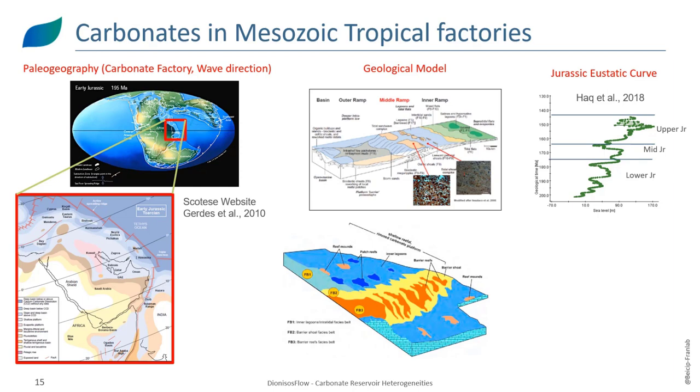I would firstly be focusing on paleogeography. So you need to understand paleogeography to answer the question of what type of carbonate factory you have, and then also what wave direction you would have, and whether you are in an open ocean or a closed marine system.